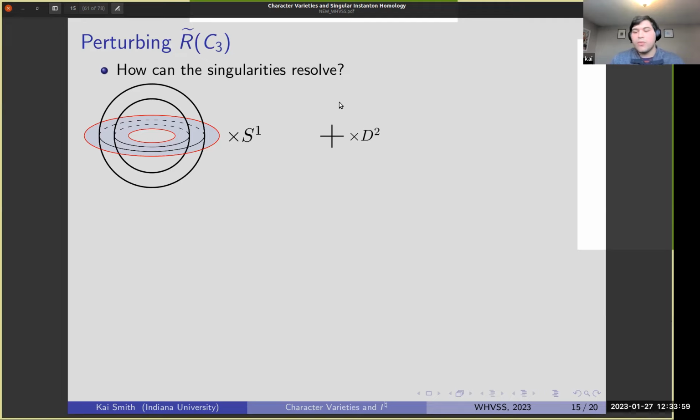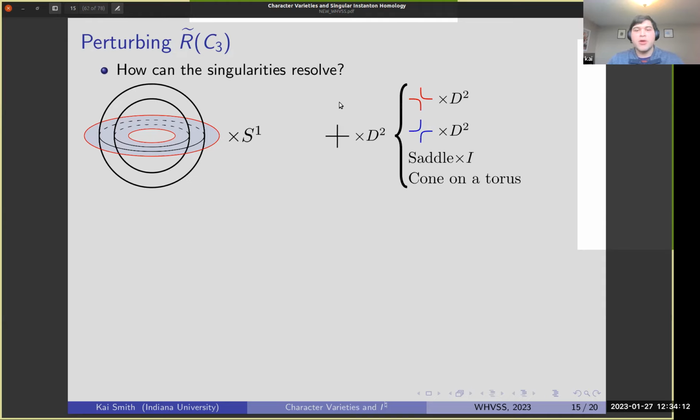And what we want to know is, when I turn on that perturbation, what happens in the neighborhood of each singular point? How does the singularity resolve? And there's 4 possible cases for what happens. So the first 2 are the generic cases, which come from resolving this singularity of the cross. So there's 2 ways to smooth out that singularity, and then still just multiplying by the D2.